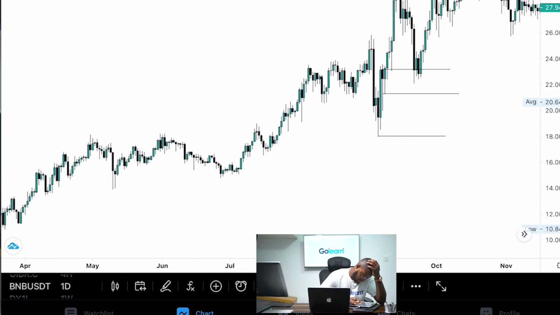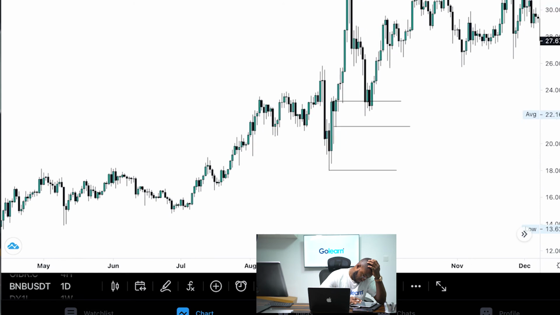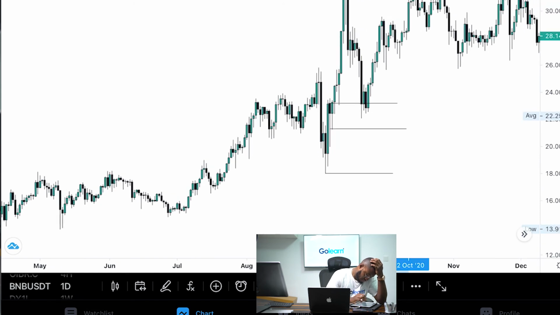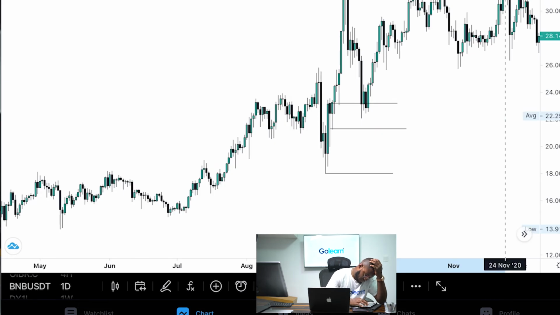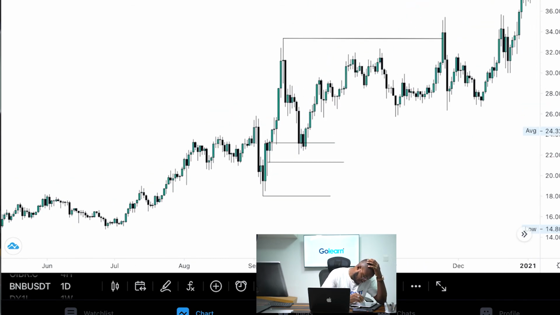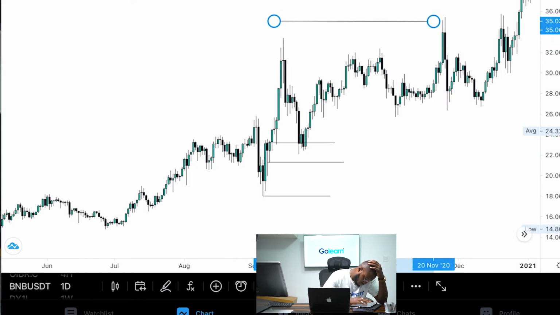So it kept on dancing around, and boom, it hit our target here. It hit our target over here. Can you see that? So once it did that, our new market structure high and low will be... this is now invalidated. This line is now invalidated. So we'll have to change it.